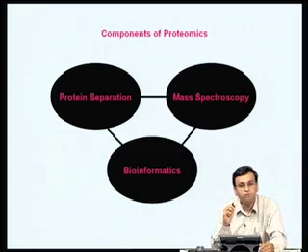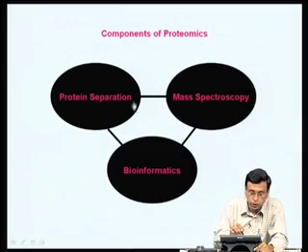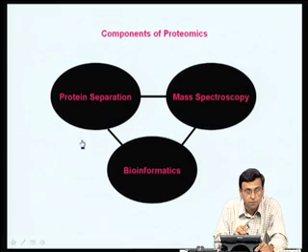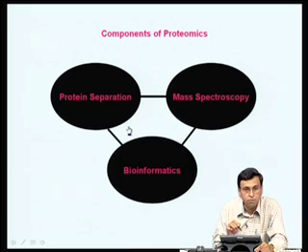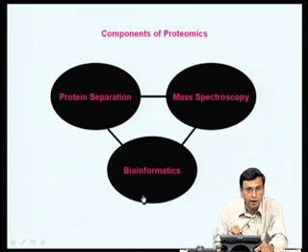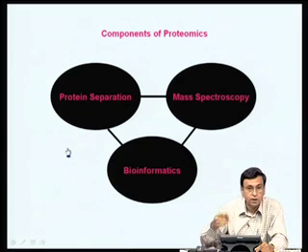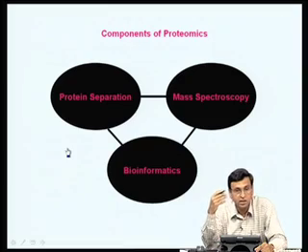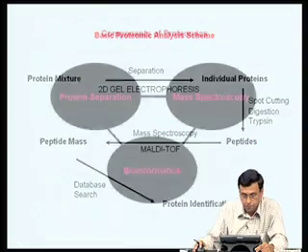The key components involved in proteomics are: first, you need to have a very good protein separation technology, then you need to have what is called mass spectrometry, and of course, you need to have a huge computing power to interpret the data, bioinformatics. So, proteomics combines protein separation techniques with mass spectrometry and bioinformatics, and together you can understand what kind of global changes are taking place at the proteome level.